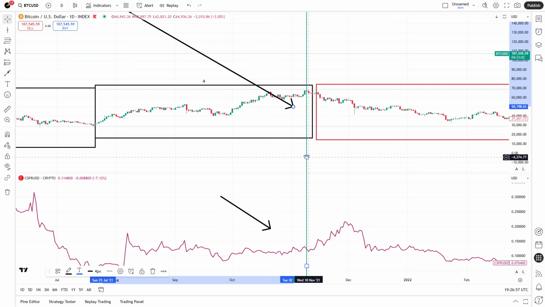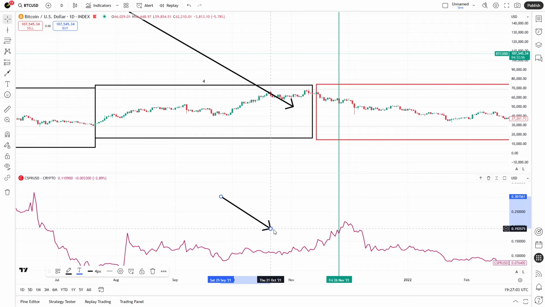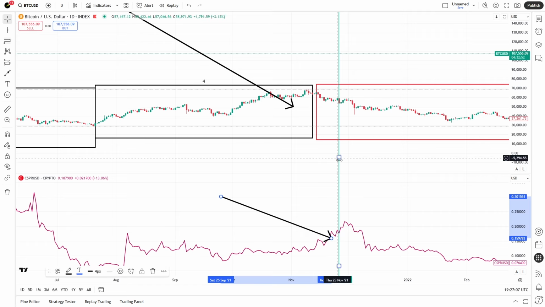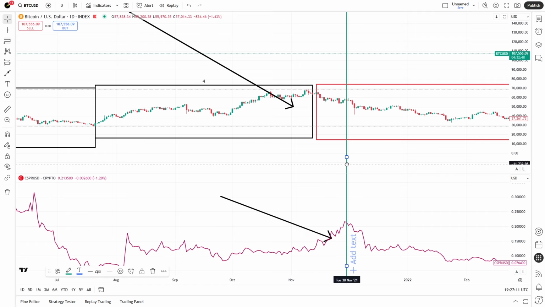Once Bitcoin peaks and then is in its decline, well, what happens? Casper comes to life during this decline that takes place on Bitcoin. Casper is moving up. So the instances when Casper moves up aggressively is after Bitcoin has come to its peak. Now, why is that important?